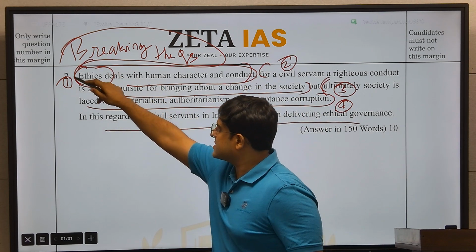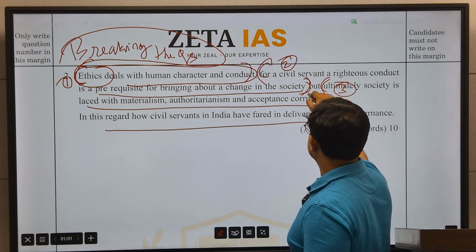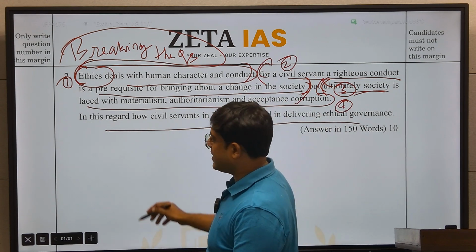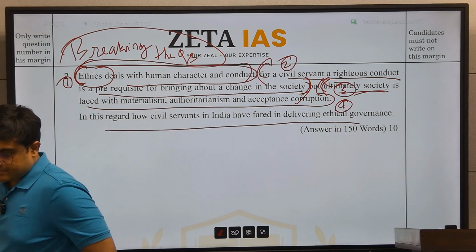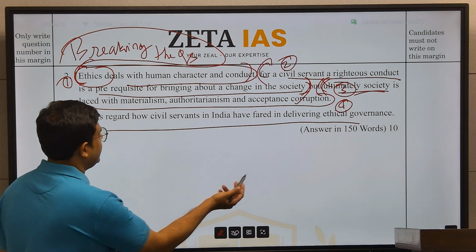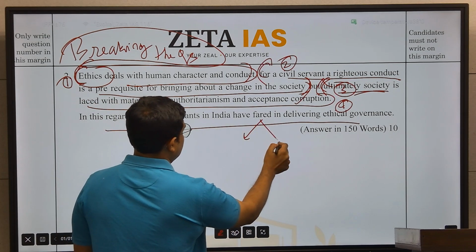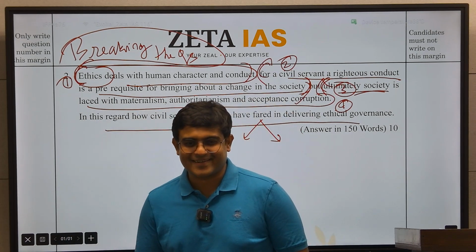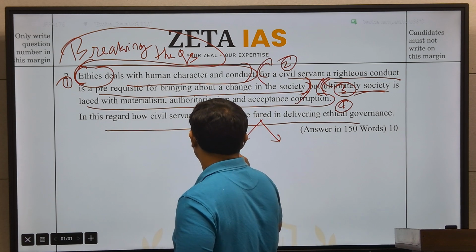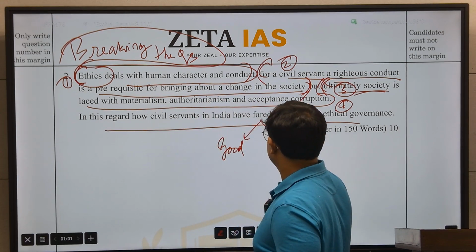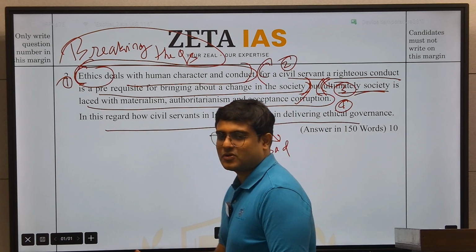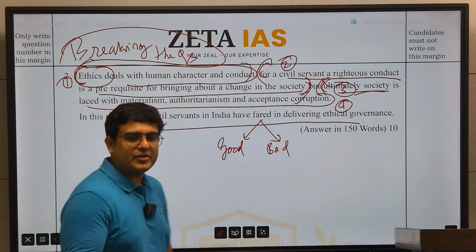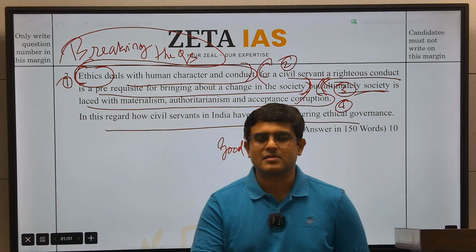First, ethics. Second, significance of ethics for a civil servant. And third, societal problems and how they have fared. So see how they have fared in delivering ethical governance. Here there will be two parts. You have to analyze the good and the bad, the good, the bad, and the ugly. How they have fared, whether they have worked good or they have worked bad. And in the end, you have to give some perspective, a view, a conclusion.